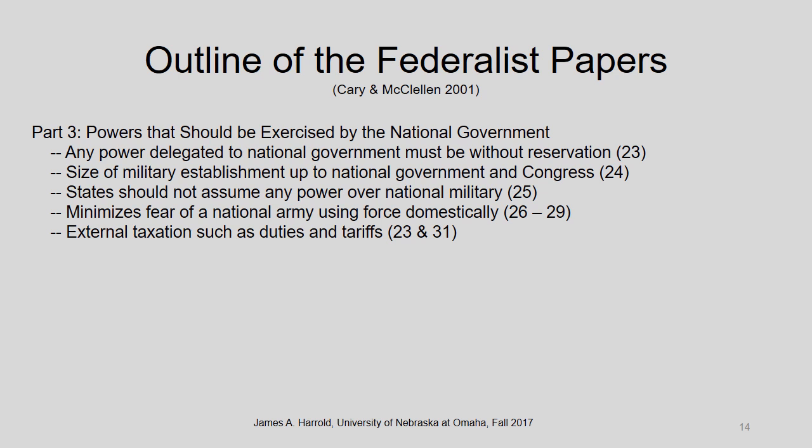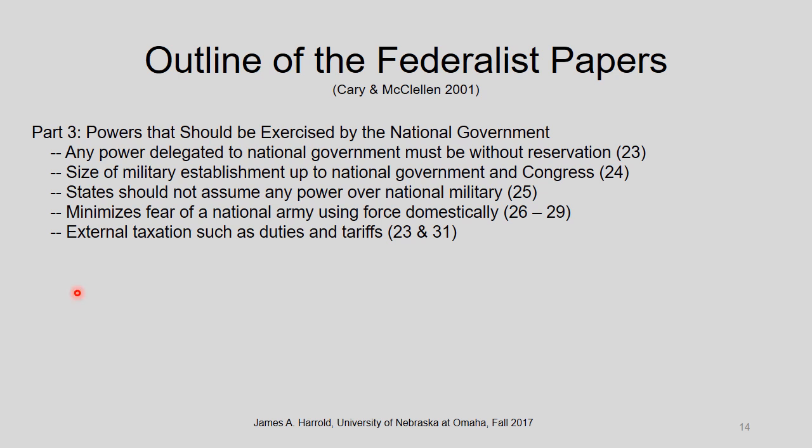They did not think that that would happen. They argued that it probably wouldn't happen. What they seemed to fear more in the Federalist Papers was the idea that without a national defense establishment, states would take it upon themselves to act militarily, and they could even act against each other.